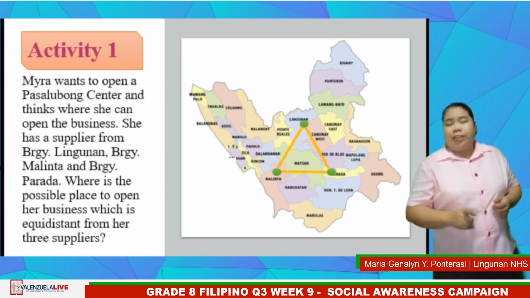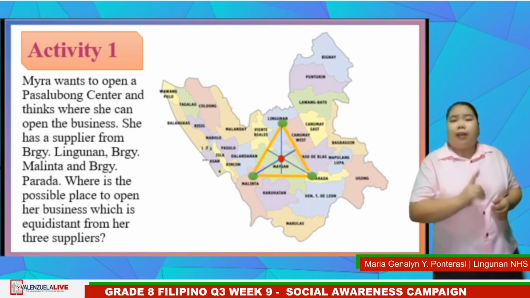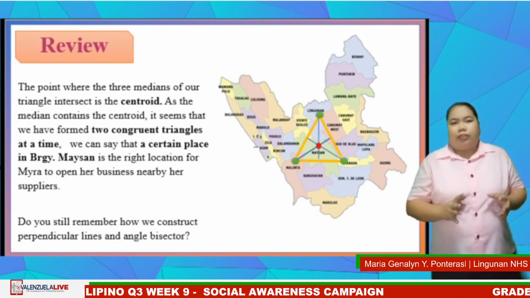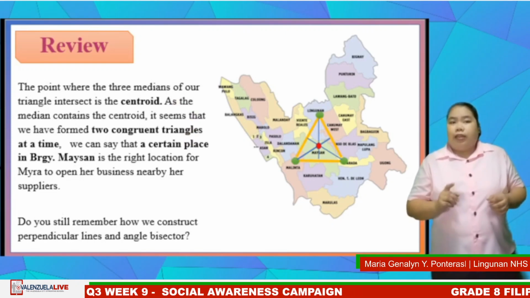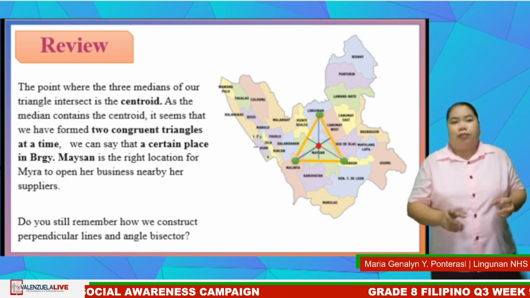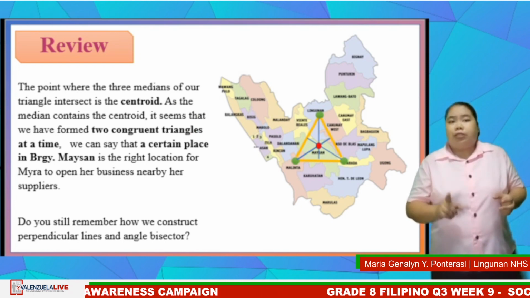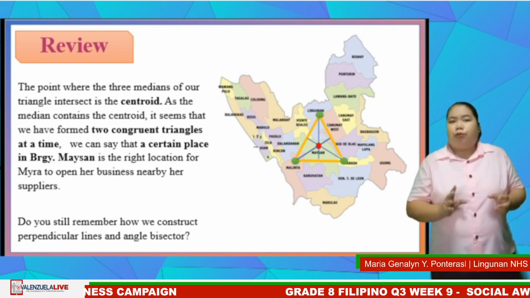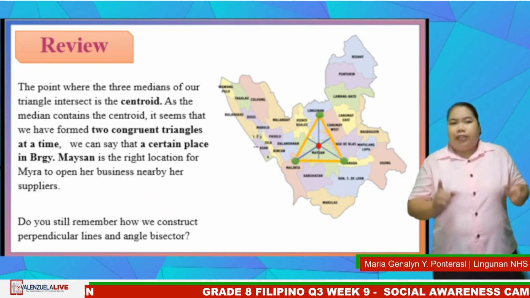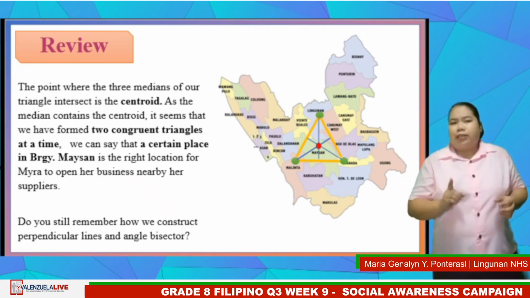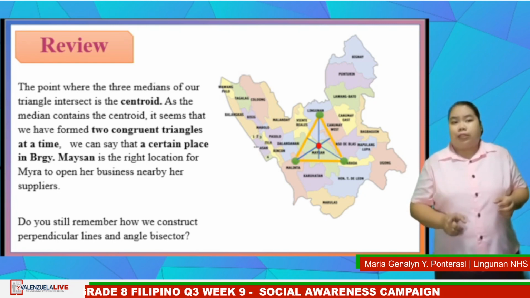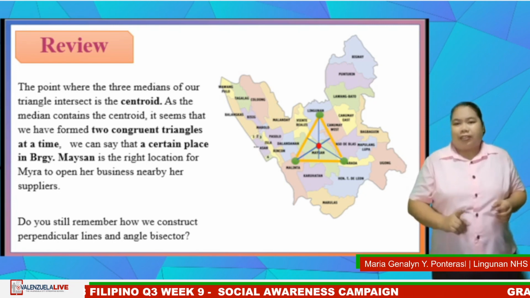The possible location is a certain place in Barangay Maysan. The point where the 3 medians of our triangle intersect is the centroid. As the median contains the centroid of our triangle, it seems that we formed 2 congruent triangles at a time. Can you imagine it? We can say that the certain place in Barangay Maysan is the right location for Myra to open her business nearby her suppliers.